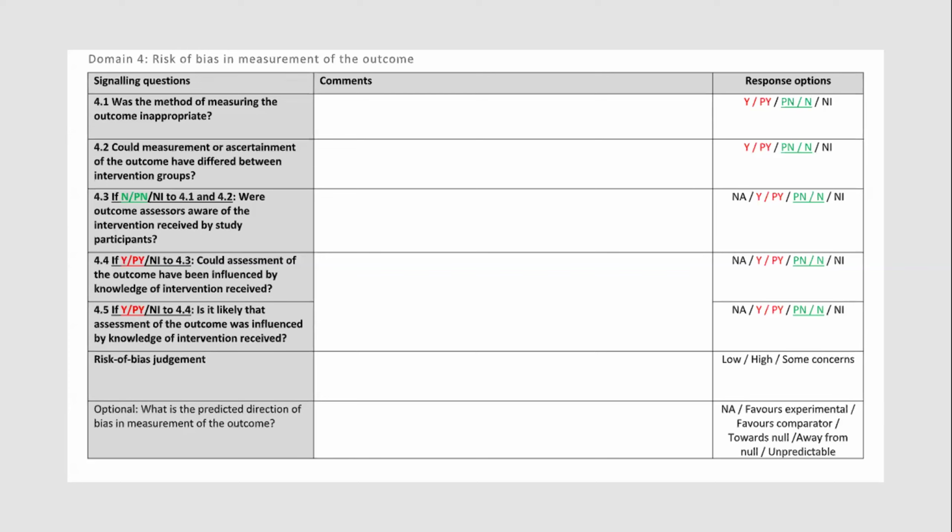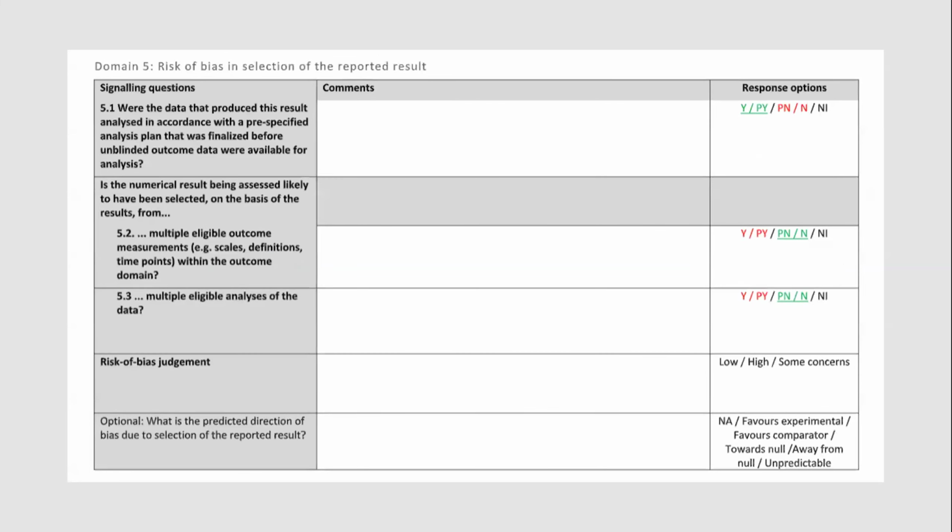So similarly 4.4, if it is yes or partially yes to the previous question, then you have to address the 4.4. Similarly, 4.5, if yes, partially yes, no information to 4.4, is it likely that assessment of the outcome was influenced by knowledge of the intervention received? So this purely depends on your judgment by reading the study, whether you want to say it is of low, high concern, or some concerns that are available in the study.